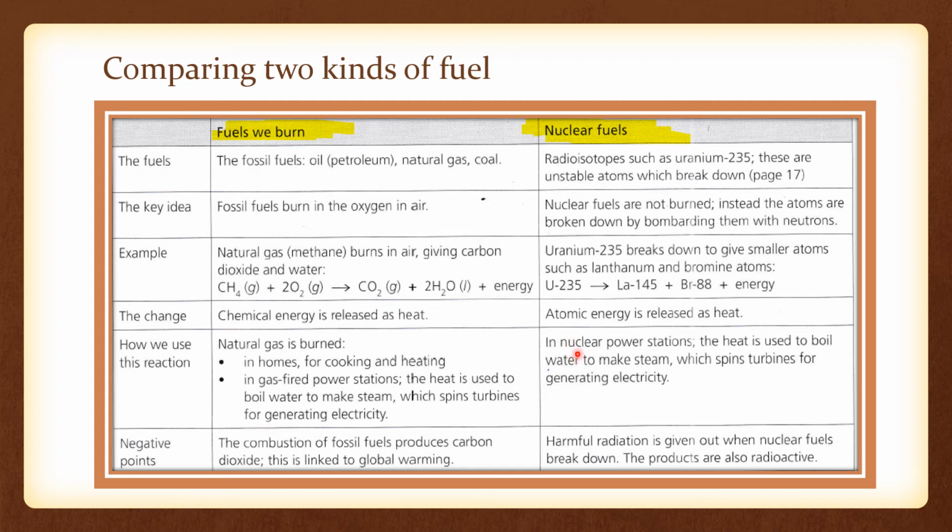In a nuclear power station, the heat is used to boil the water in the same way, generating electricity. This is in a bigger context. Now the negative points: the combustion of fossil fuels produces carbon dioxide, which is linked with global warming. For nuclear fuels, harmful radiation is very dangerous. Why? Because it can mutate your cells.